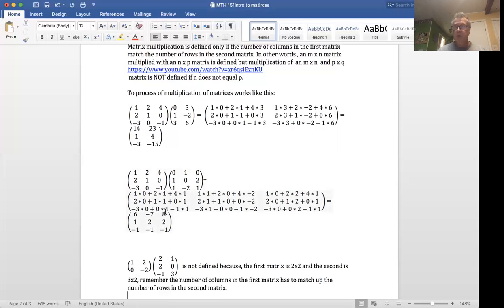Second row, going to do the same thing. Second row, first column, add up. Second row, second column, add up. Second row, third column, add up.